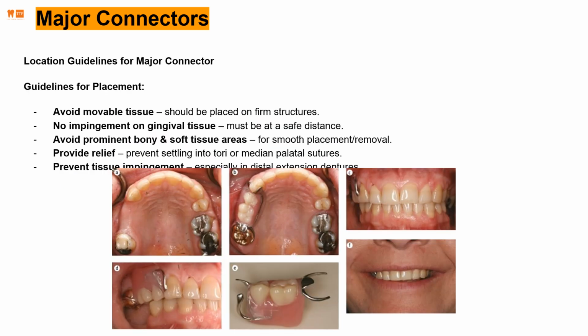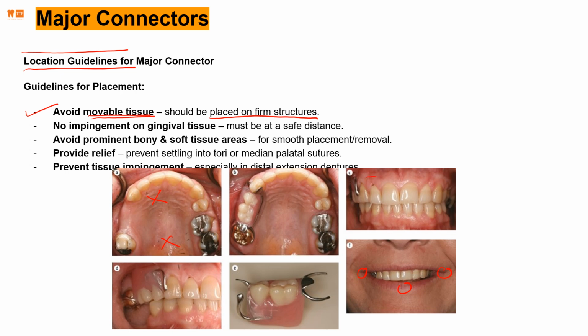Okay, moving on. Location guidelines. A major connector can't just be placed anywhere. There has to be a guideline that we must follow. And the guidelines are, number one, it must avoid movable tissue, right? It avoids movable tissue, which means, for example, if the tissue is such as the corner of the mouth, which is movable, the labial mucosa that is movable, a major connector that is a rigid metal will not be able to stay there. It should be placed on firm structures such as the rugae, the palate, for example.